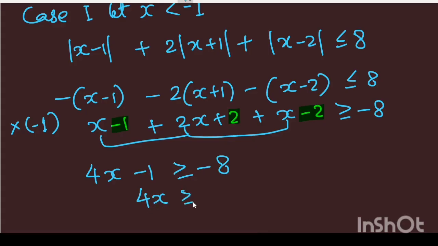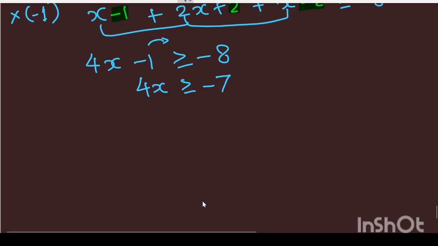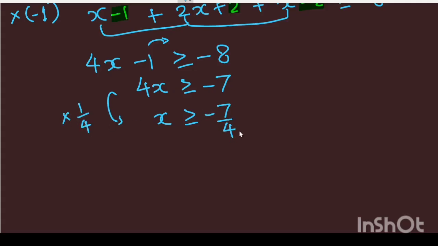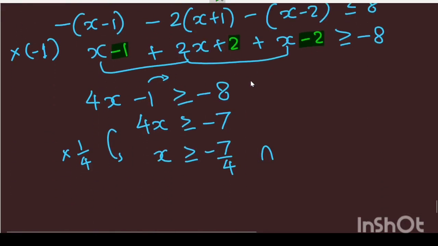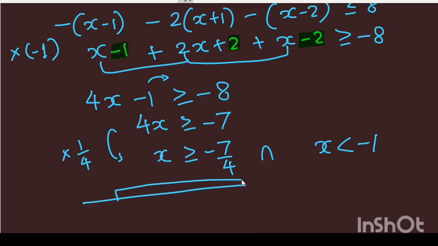3x minus 2 goes on the right hand side, it becomes minus 6. So multiplying by 1 by 3, we get minus 2. Now what we obtain, we will have to take intersection with what? Intersection with what we assumed, which was x less than minus 1. X greater than or equal to minus 2 is this, which is minus 2 to infinity.